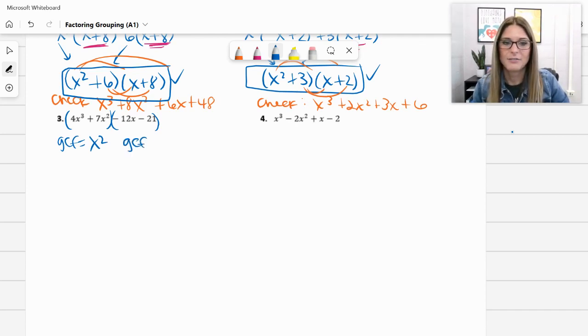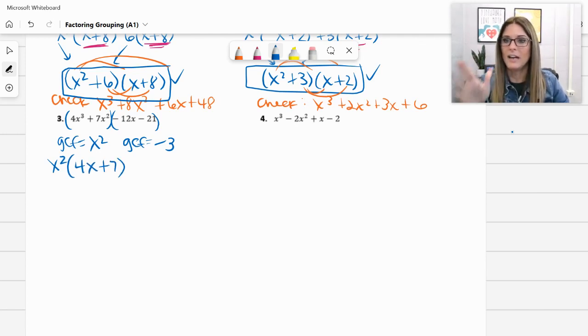Second GCF, second group. Now notice they both are negative. So I'm going to go ahead and remove a negative. And then 12 and 21 have a common factor of 3. 3 times 4 is 12. 3 times 7 is 21. So I'm going to do negative 3 as my GCF. Let's show that factored out. Remove the x squared from the first group, gives me a 4x plus 7.